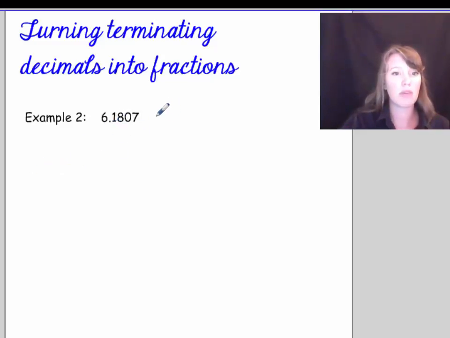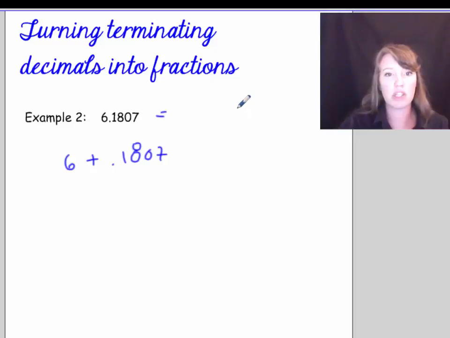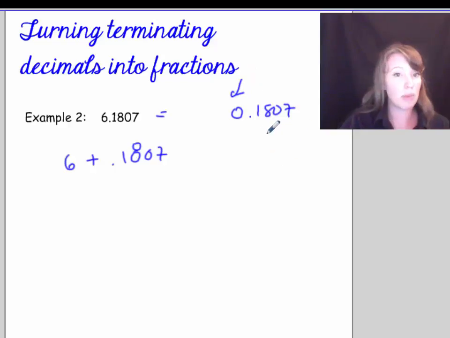Now remember, I can write this quickly as 6 plus 0.1807. Now just a word about the convention of putting a 0 in the decimal place, or in the one spot here. Some people don't like to do that. I always like to do that because I worry sometimes that people won't see my little point here, especially if I make it small, and I wouldn't want them to confuse this number with this number.